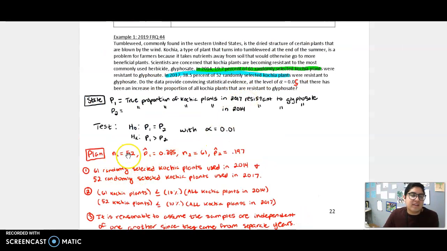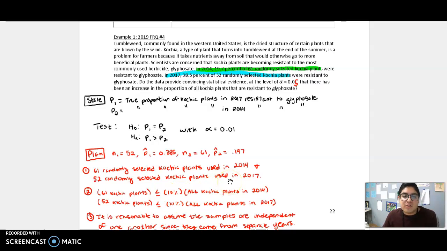Now, the first condition, I have my sample size, I've got my p hat 1, so n1 and p hat 1 are both based on the 2017 sample, n2 and p hat 2 are both based on the 2014 sample. I was told that I randomly selected 61 kochia plants in 2014 and that I randomly selected 52 kochia plants in 2017. So I can generalize to both populations. Next up, since I'm sampling without replacement, I can assume that both populations are relatively large. Here I use the inequalities, but you could say it is reasonable to assume there are at least 610 kochia plants in 2014 and at least 520 kochia plants in 2017.